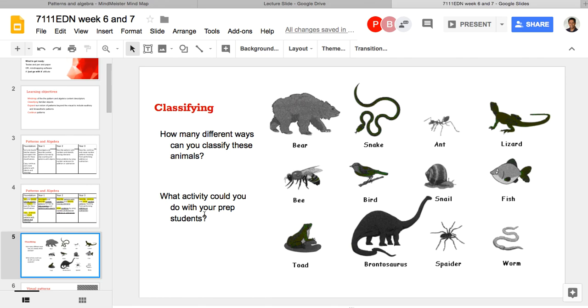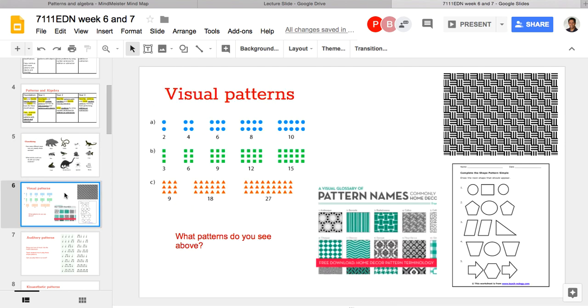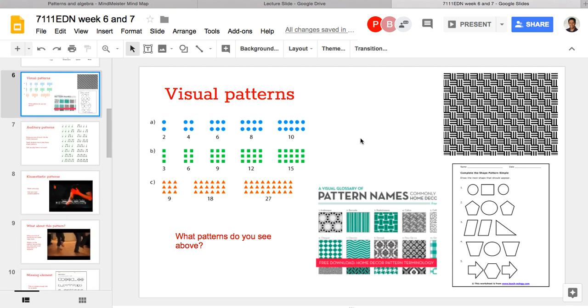Remember, the focus of these lectures is to help you complete your e-portfolio, and this is an excellent example of an activity that you could design for your e-portfolio. So let's go to looking at patterns now. The most obvious patterns that we can investigate in mathematics are visual patterns.